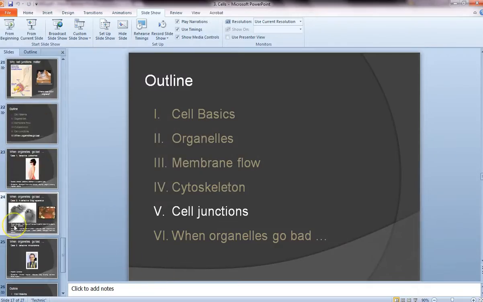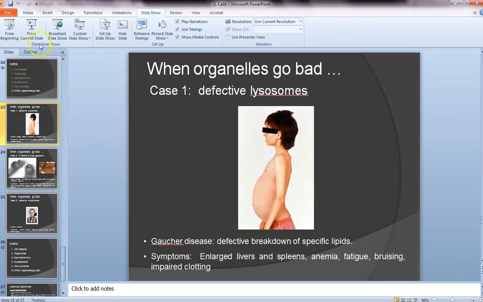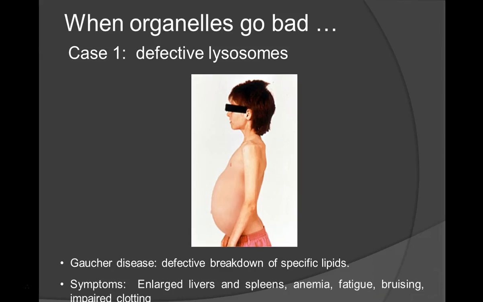Just to give you a quick sneak peek, this individual has Gaucher disease, which means defective lysosomes. And just to let you know, this kid is not malnourished. He's not super fat. That is his liver poking out. It is so large that it is poking out like that.